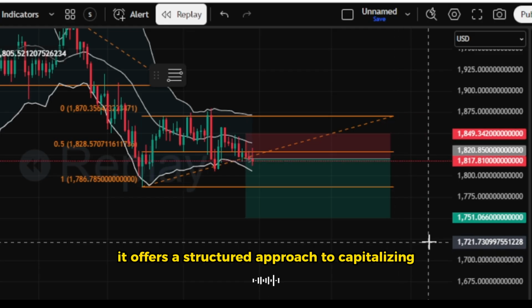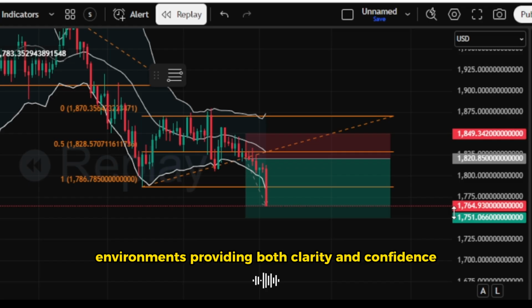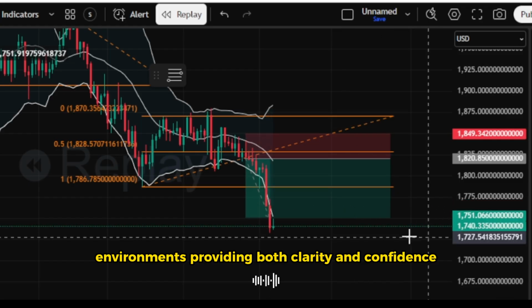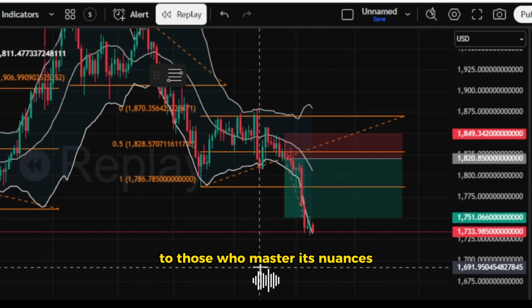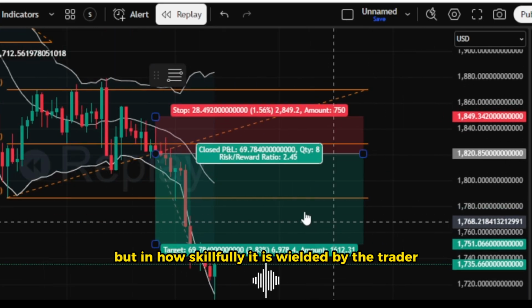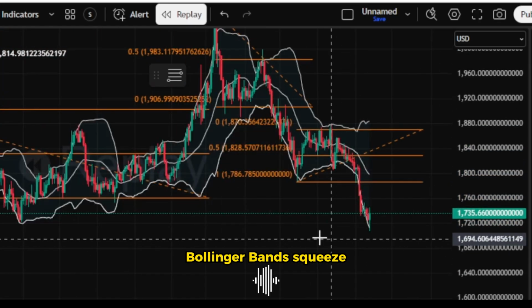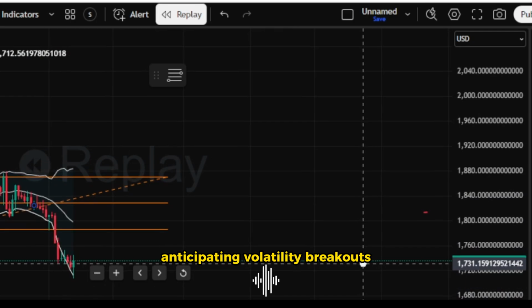It offers a structured approach to capitalizing on the natural oscillations of price within range-bound environments, providing both clarity and confidence to those who master its nuances. As with all strategies, success lies not in the tool itself, but in how skillfully it is wielded by the trader behind the screen. Second strategy, Bollinger Bands squeeze: anticipating volatility breakouts.